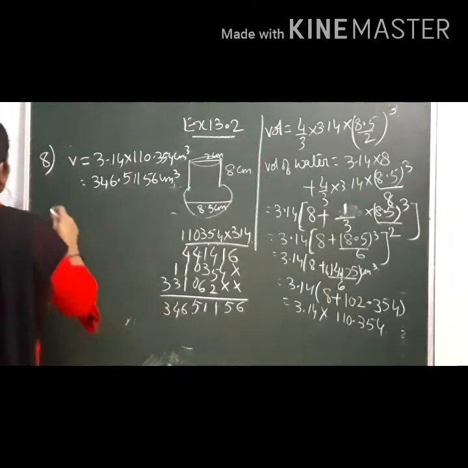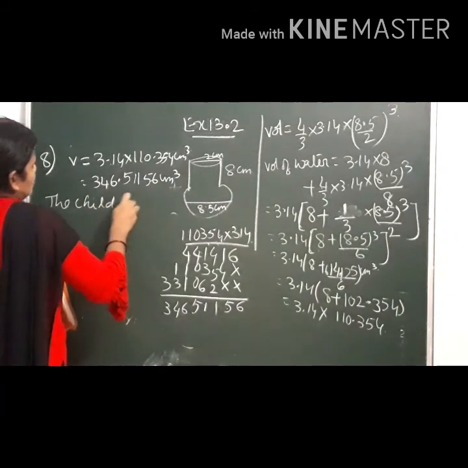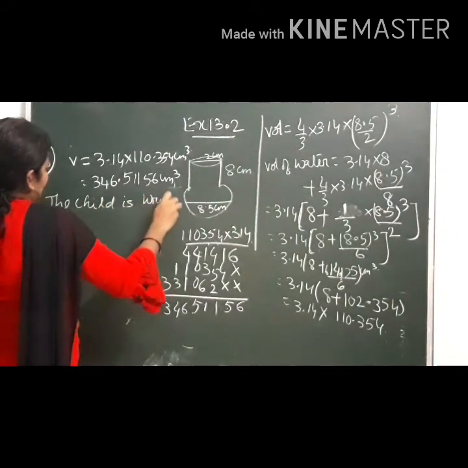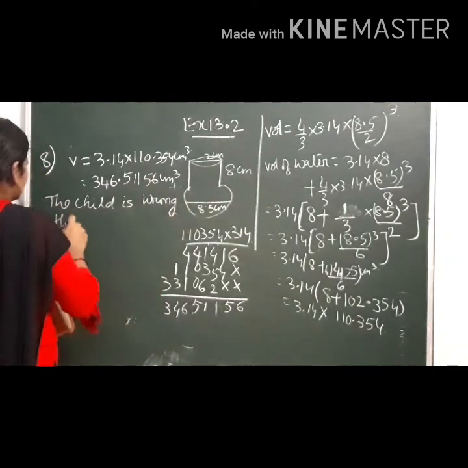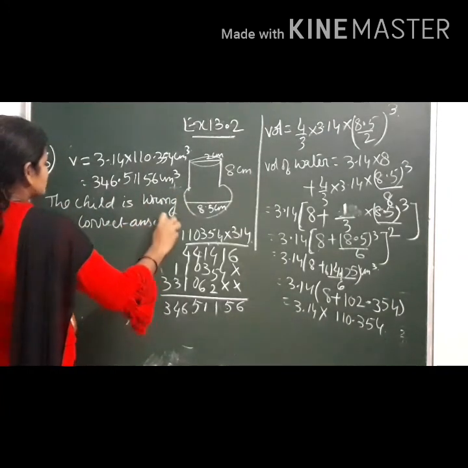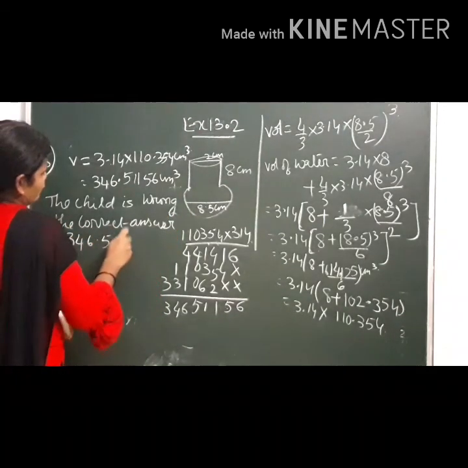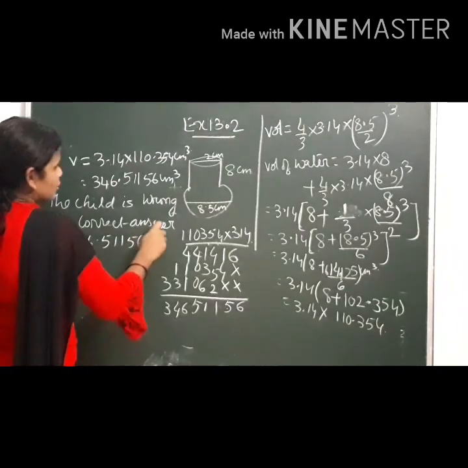But the child finds 345, so the child is wrong. The correct answer is 346.51156 centimeter cube. This is the answer.